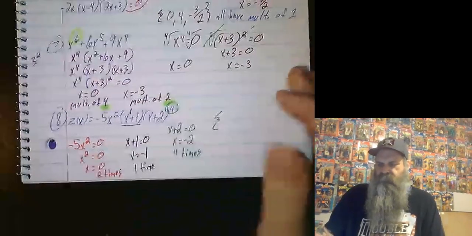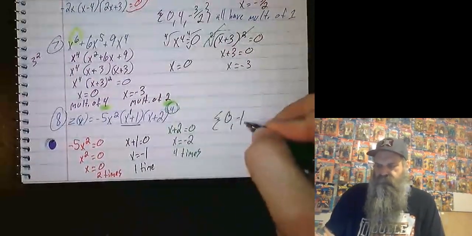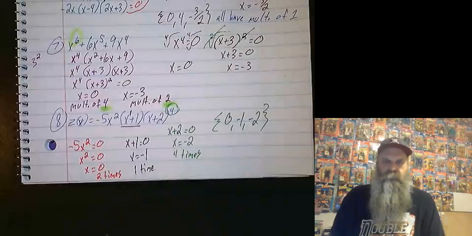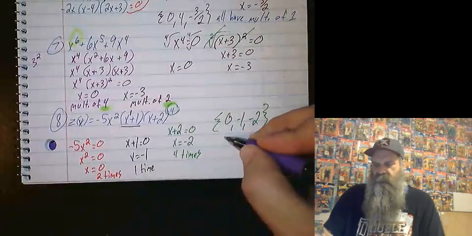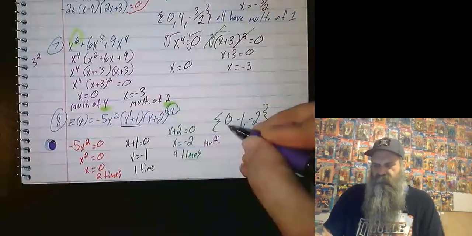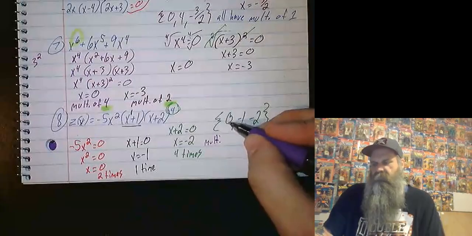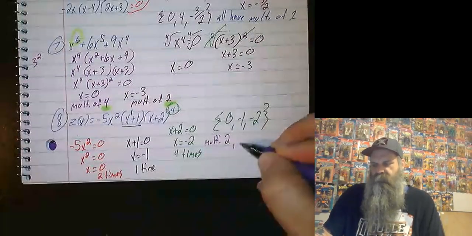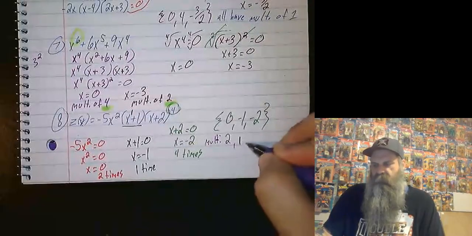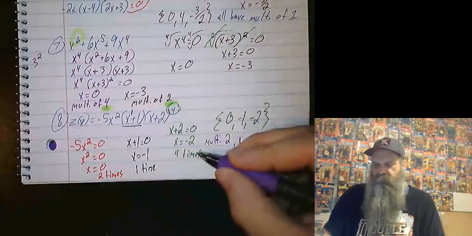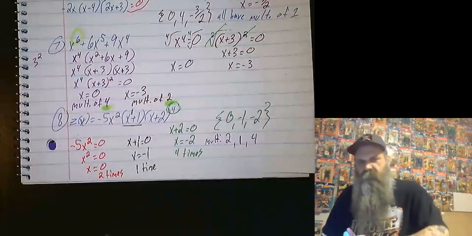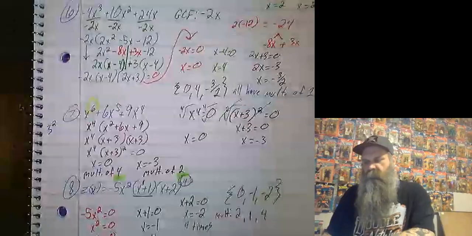So it asks for these solutions and how many times each occurs. That's what multiplicity is. So here, multiplicities of these solutions. At 0, it has a multiplicity of 2. At negative 1, a multiplicity of 1. At negative 2, a multiplicity of 4. We'll look at our last 2 problems now.